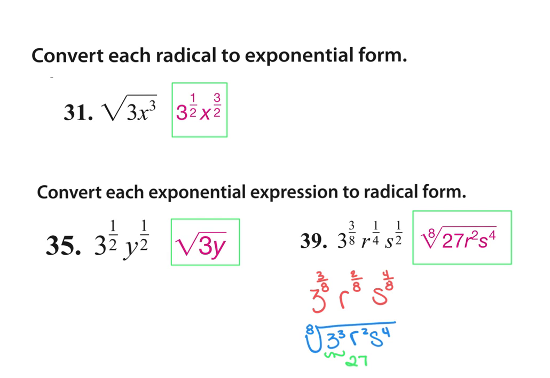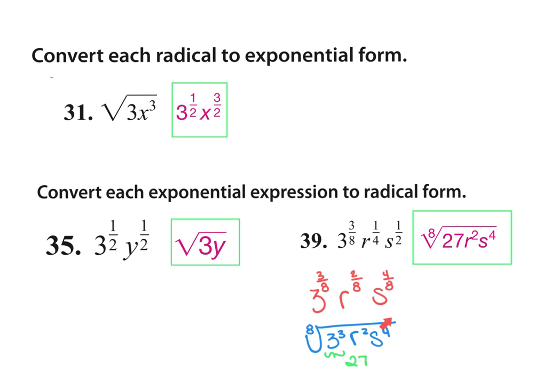So if they do not have a common denominator, you have to get a common denominator first before they can go under one radical. My common denominator here is going to be 8. So I left my 3 to the 3/8. I changed my r to 2/8, multiplying top and bottom by 2. And I changed the s to 4/8, multiplying top and bottom by 4.